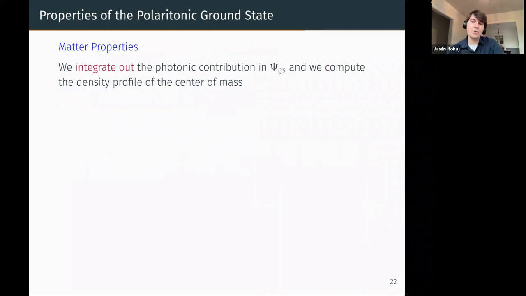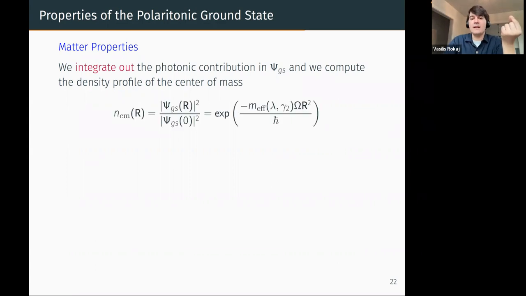And now the next thing that we want to look at is the matter properties. And this is the most interesting part, I would say. So what we do now is we take the polaritonic ground state wave function and we integrate out completely the photonic contribution. And then what we are left with is just the density profile, not the ground state density, but just the density profile of the center of mass.